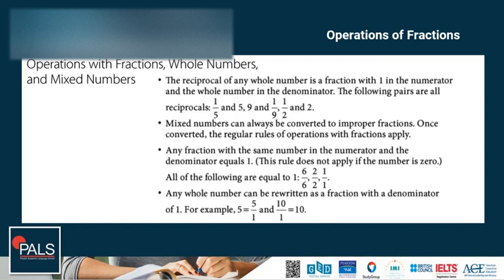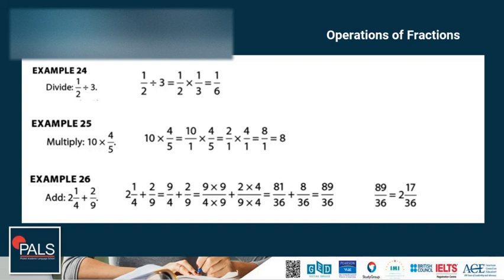Okay, let's see some examples. Example 24, divide 1/2 by 3. So 1/2 divided by 3, and we know that 3 equals 3/1. So we can take the reciprocal of 3/1, which is 1/3. So we have 1/2 times 1/3. So the answer is 1/6.